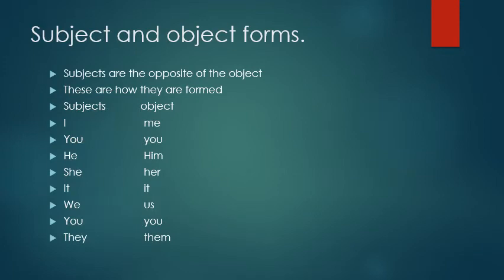That is the subject and the object forms. Subjects are the direct opposite of the object. For example, we have the subject form I, and the object form is me. Then we have you, the object form is you. He, the object form is him. She, the object form is her. It, the object form is it. We, the object form is us. You, the object form is you, and then they, the object form is them.